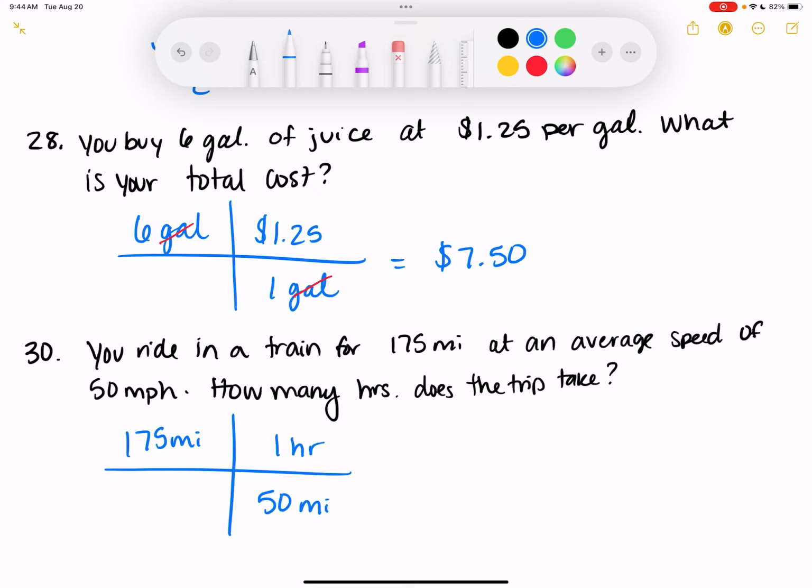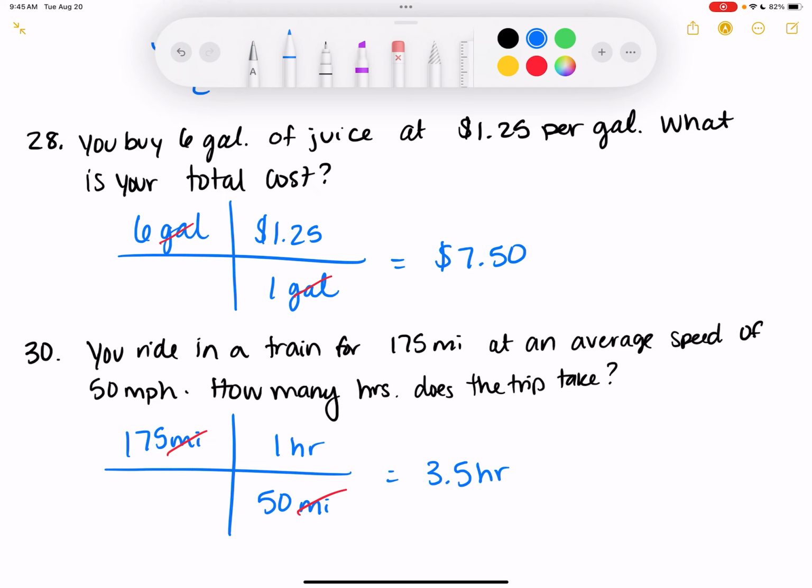And again, I do it this way so that I can cancel out my units to ensure that everything is correct, so that I make sure I don't use the wrong conversion. So what's 175 divided by 50? 3.5. Yep, 3.5 hours.